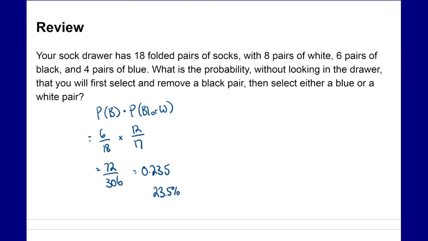So for a black pair, 6 out of 18 multiplied by 12 over 17 for 12 blue or white options, and then we divide by 17 because there's one less with that black pair being removed. We should get 23.5%.